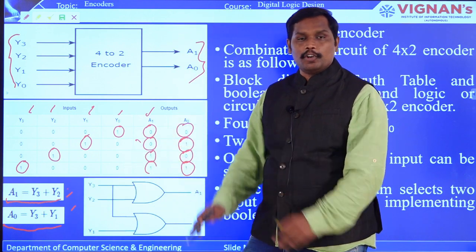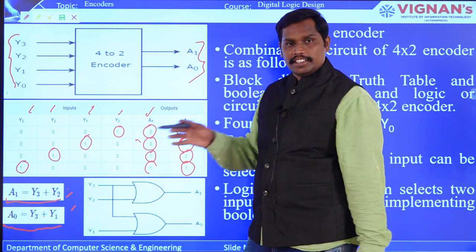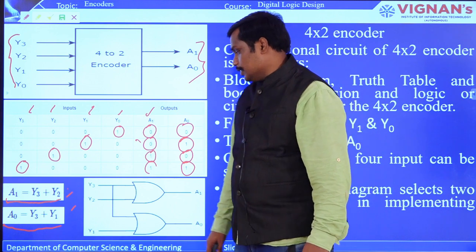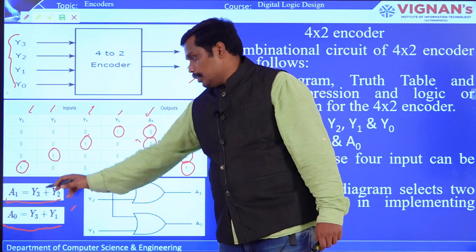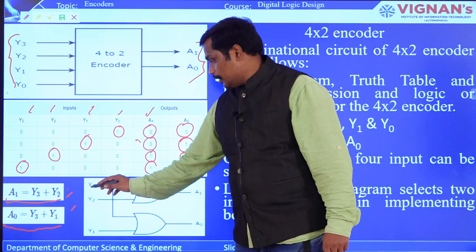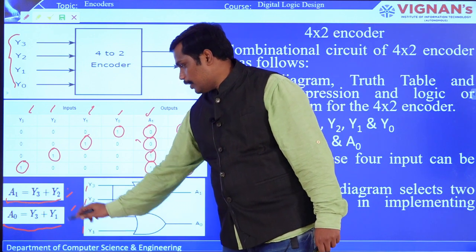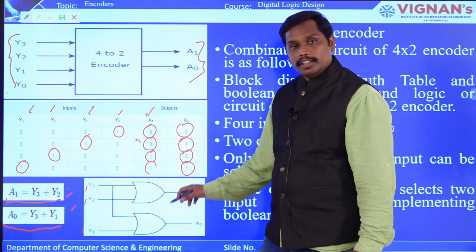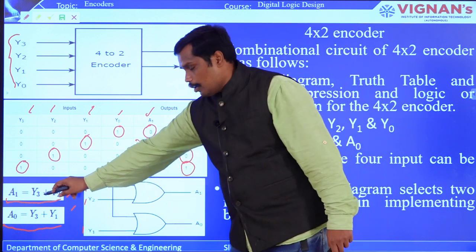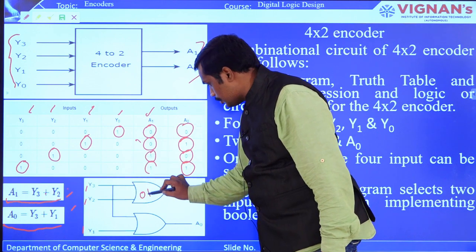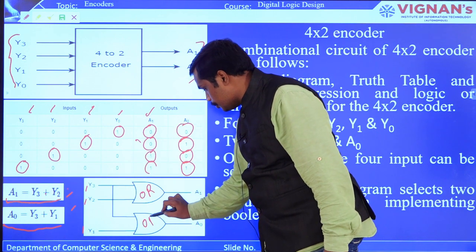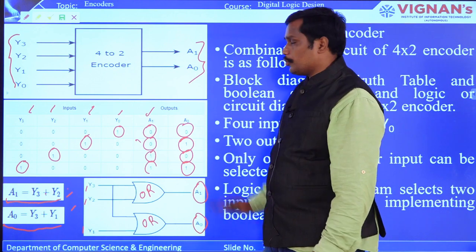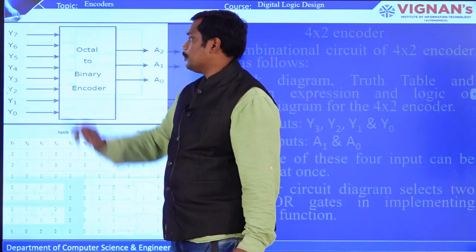This is the pattern that we follow for all the circuits, right? So, the combinational circuit for the 4x2 encoder. This is the logic circuit that we have made based on the Boolean functions, right? Here you can see Y3, Y2, Y1, and based on the Boolean functions we have derived, we have got the circuit which uses OR gates. Two OR gates are used in order to get A0 and A1. So this is how the 4x2 encoder works.